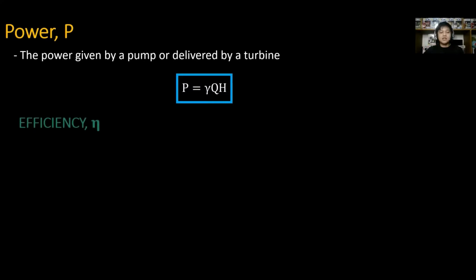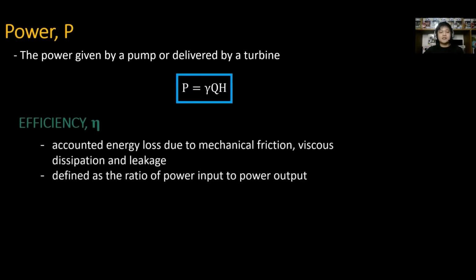Next is the efficiency, represented with the Greek letter eta. It is the accounted energy loss due to mechanical friction, viscous dissipation, and leakage, and is defined as the ratio of power output to power input. In formula, eta is equal to P sub output all over P sub input.